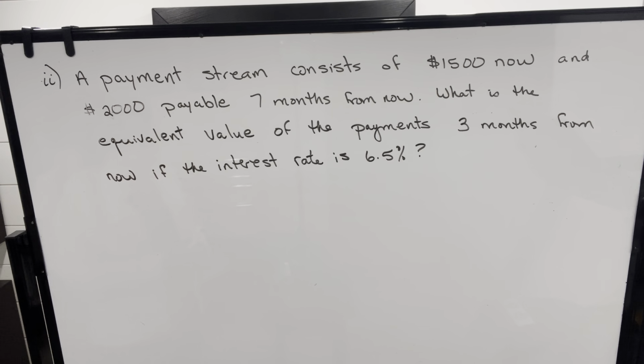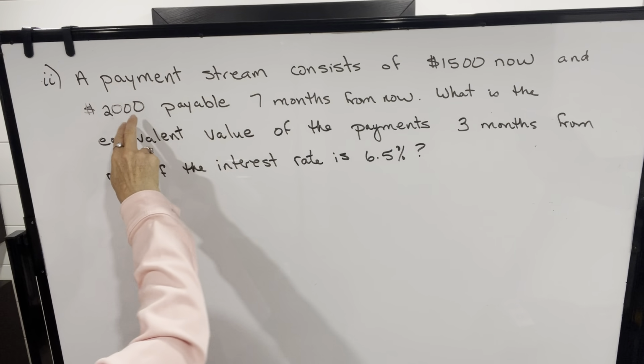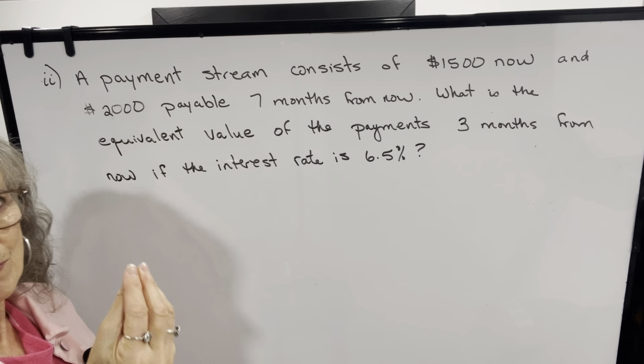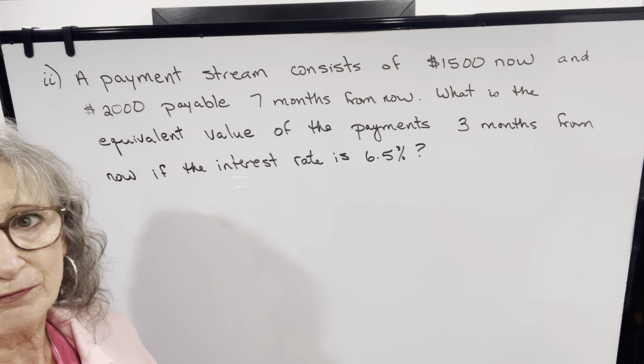Our next example says a payment stream consists of $1,500 now and $2,000 payable 7 months from now. What is the equivalent value of the payments 3 months from now if the interest rate is 6.5%? So instead of paying this amount now and this amount 7 months from now, if we were to make one payment 3 months from now, what would that be equivalent to?